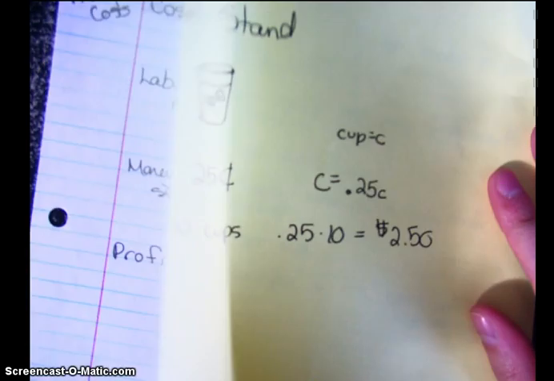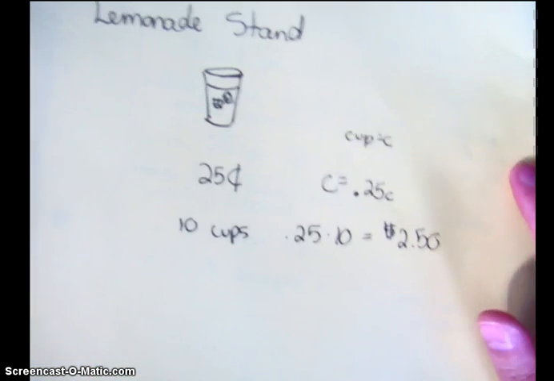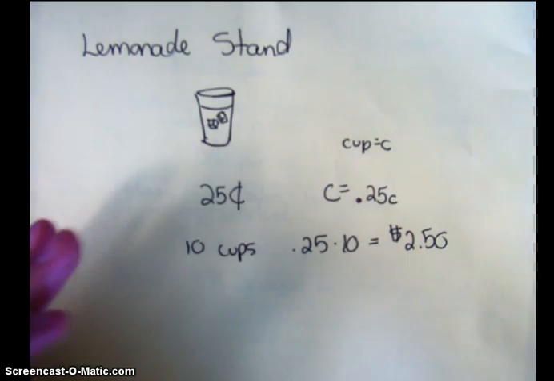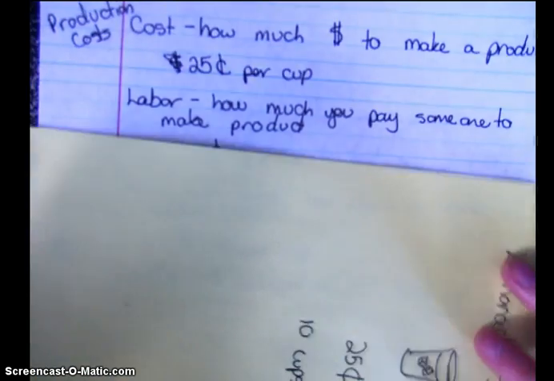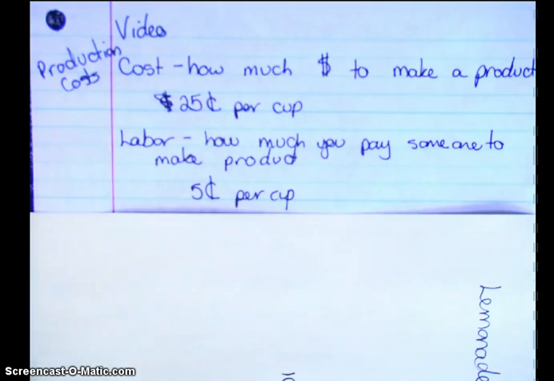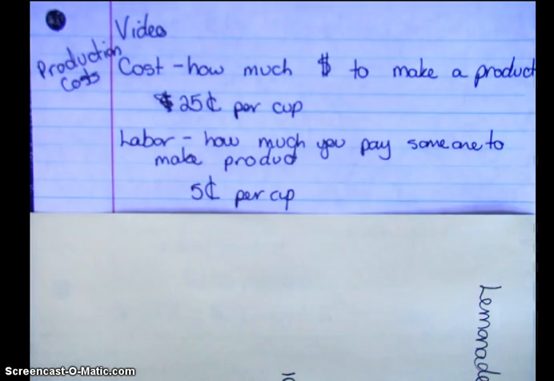Then what we want to look at is labor, and we're not actually going to use that in this problem very much, but when we're talking about labor, and you should copy this down as well, it's how much you pay someone to make your product. So you want to have workers, right, or yourself, and you really want to think about how much you pay someone to make a product.